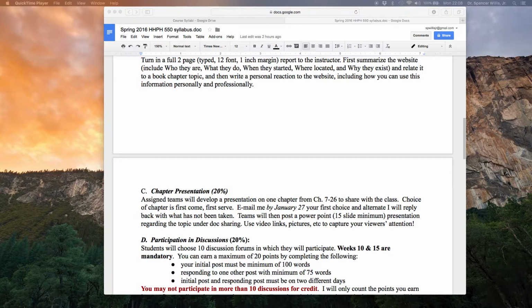So I'm going to assign groups, and then you're going to be responsible for emailing your group members, and then you choose which chapter you want from chapter 7 to 26. And if you want 2 chapters, then let me know. But again, it's first come, first serve. So there are going to be 16 groups of 2, and then 1 group of 3, so that's 17 groups total. And then some groups would be required to do more than 1 chapter.